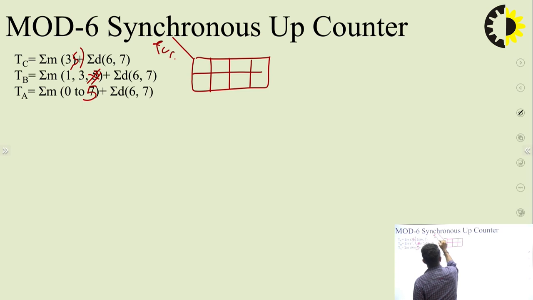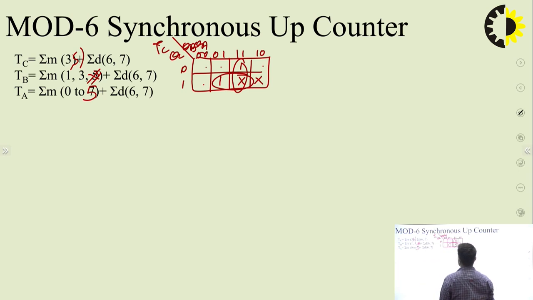for TC in terms of QC, QB, QA, 0 1 0 0 0 1 1 1 1 0, 3 and 5, 0 1 2 3 4 5, and then 6 and 7, 6 7. So this will be, there will be two pairs, that means TC will be equal to QC and this one corresponds to QA, plus from here QB QA.